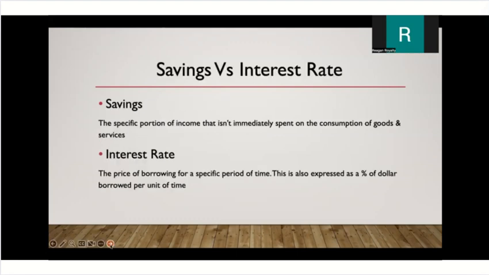And then savings versus interest rate. Savings in this situation is the specific portion of income that isn't immediately spent on the consumption of goods and services, while the interest rate is the price of borrowing for a specific time period. This is also expressed as a percentage of dollars borrowed per unit of time. So those are two important definitions that would be useful to know.